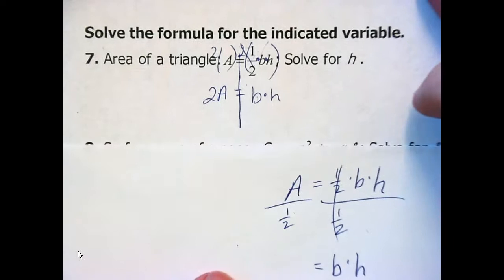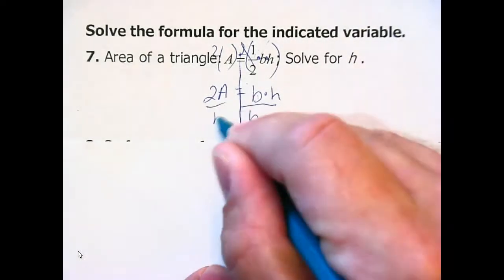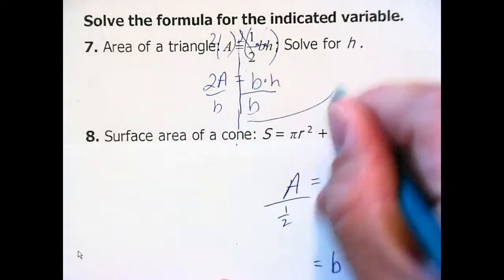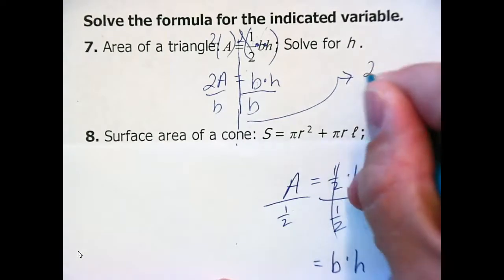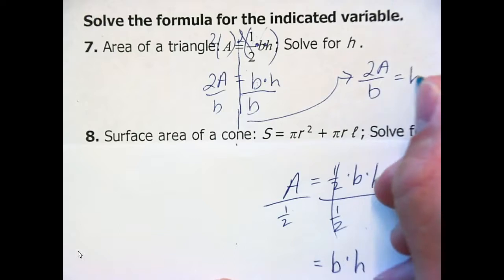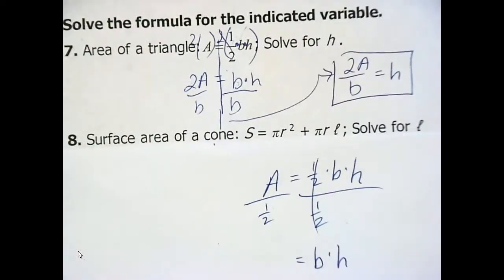Now what? You divide by b. So, then I'm going to write the answer over here. 2a over b equals h. So now if I know the area and the base, I can find the height pretty fast.